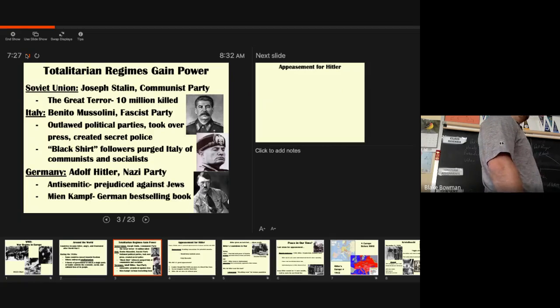Okay? So Lenin dies right around 1922, 1923. Okay? So once Lenin dies, Joseph Stalin kind of takes hold, takes power in the Soviet Union. And his first goal is to try to push the Soviet Union into an industrial power.